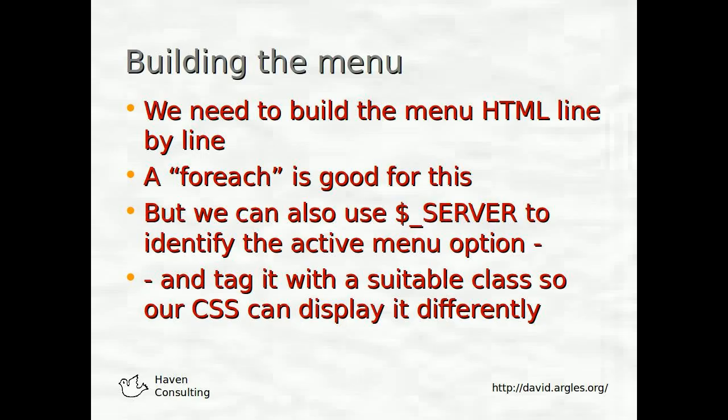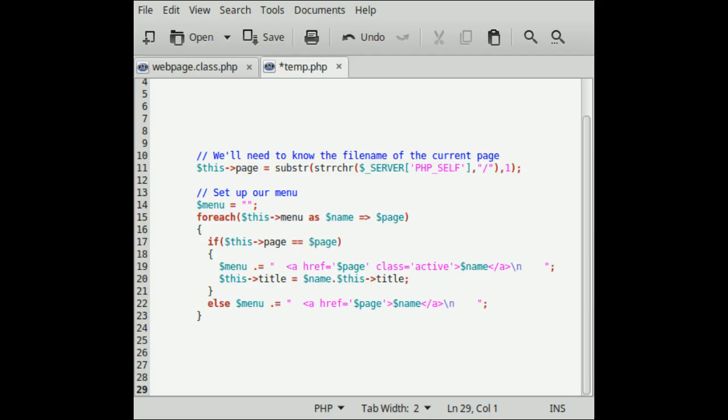But we can also use the $server thing in PHP to make sure that we identify the active menu option. There's a little bit of PHP magic going on here as well, because $server for self pulls up the entire URL for the page we're on. We just want the actual page name, so there's a little bit of string handling going on to remove the path to that page and just leave us with, for example, index.php or contact.php or whatever it is that we're looking at for our menu option in here.